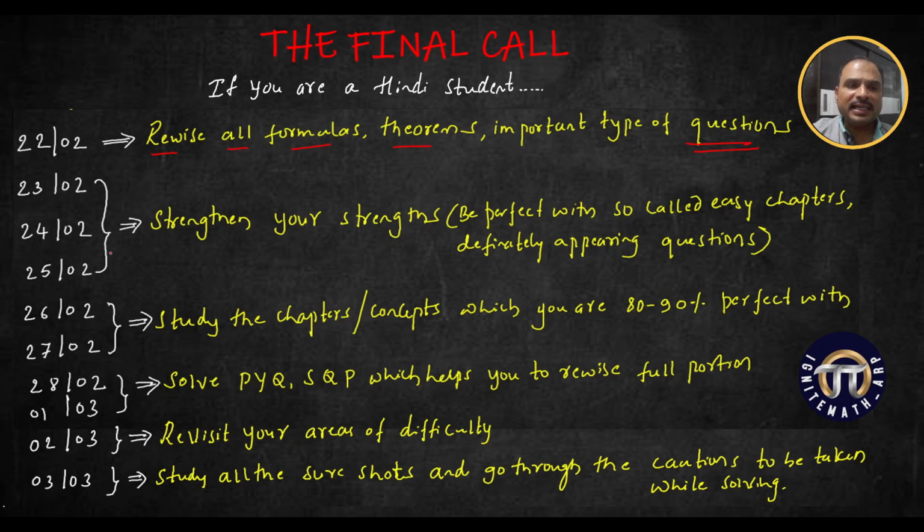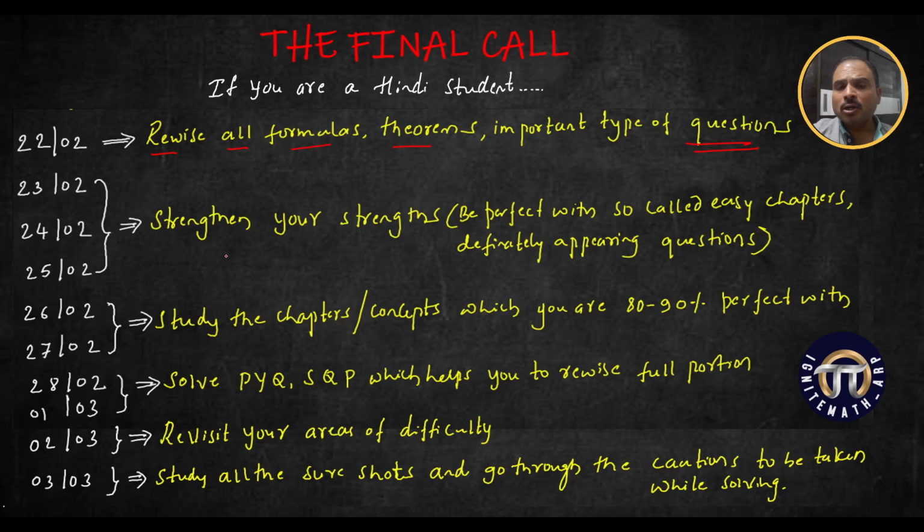Then after 22nd, it is 23, 24 and 25. What are you going to do? You are going to strengthen your strengths. What do I mean by that? There are so-called easy chapters according to you. Be perfect with those so-called easy chapters. Definitely appearing questions, like, as I told you, central tendency, you may get nearly 12 to 14 marks. Matrices you find easy, banking you find easy. So such favorite areas are there. Correct? So make them perfect, these are your strengths, and strengthen them in all the 3 days.